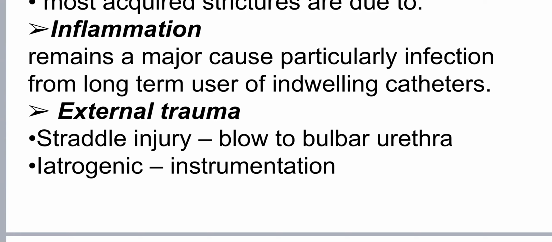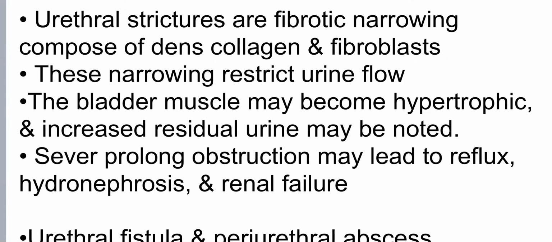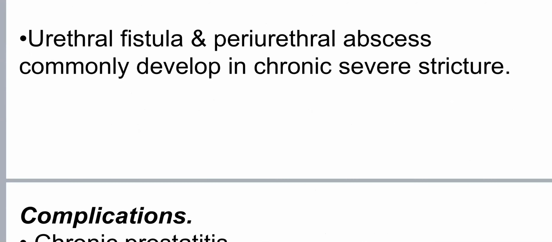Urethral strictures are fibrotic narrowings composed of dense collagen and fibroblasts. These narrowings restrict urine flow. The bladder muscle may become hypertrophic and increased residual urine may be noted. Severe prolonged obstruction may lead to reflux, hydronephrosis and renal failure. Urethral fistula and periurethral abscess commonly develop in chronic severe strictures.